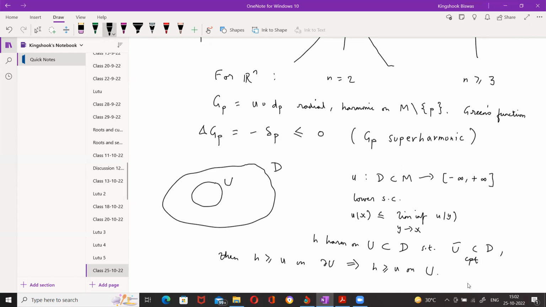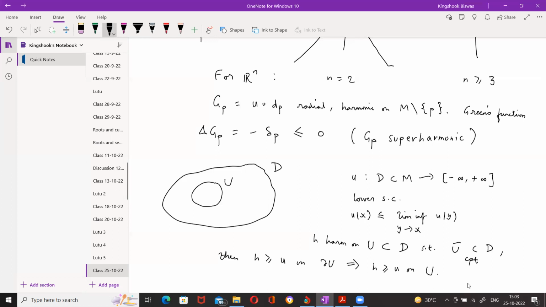In R^n, this is a consequence of the normal definition of subharmonic in terms of the Laplacian being greater than or equal to 0 and the maximum principle. But in the general setting, we take this property as the definition, because it gives a more flexible class. These functions don't have to be smooth. They don't have to be C2.